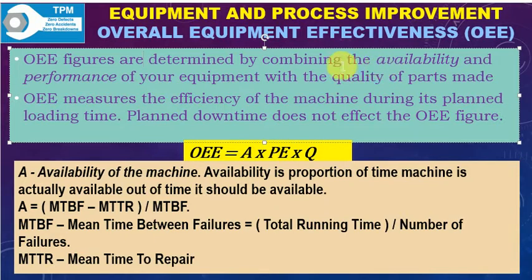So the OEE is generally the product of availability, performance, and the quality of the parts. OEE measures the efficiency of the machines during planned loading time. Planned downtime does not affect the OEE figures here. So you can calculate the availability, performance, and quality.